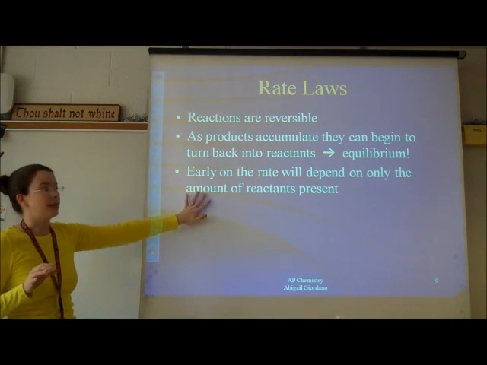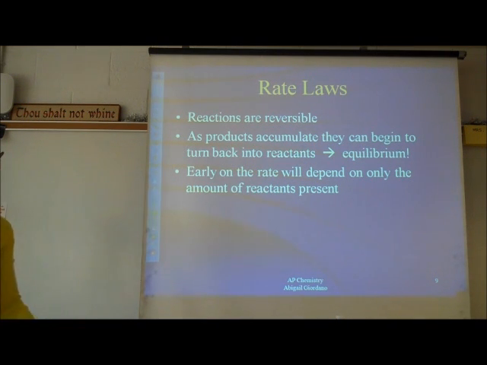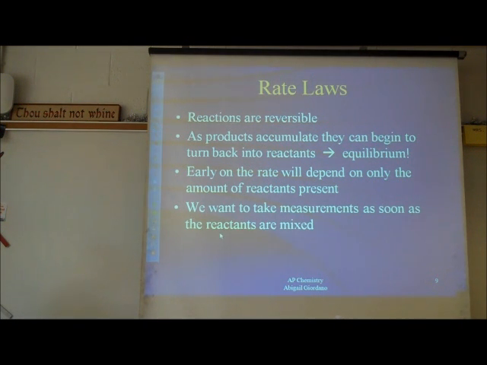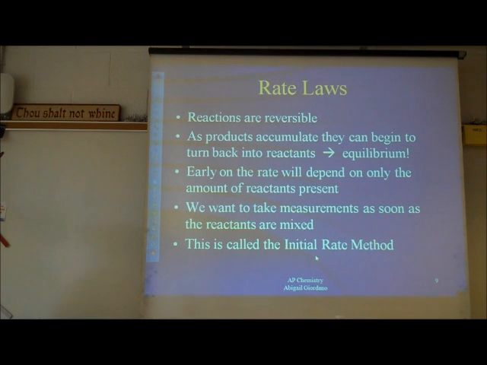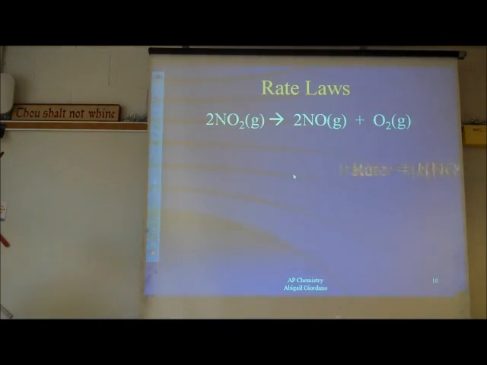So our rates, because we're going to be concerned with what it is at the very beginning, we are only going to care about reactants, not products. We will take measurements as soon as the reactants are mixed. Initial rate method just means we want to find the speed right at the beginning of that reaction. And I want to show you what a rate law looks like. For this reaction, this is what a rate law looks like.